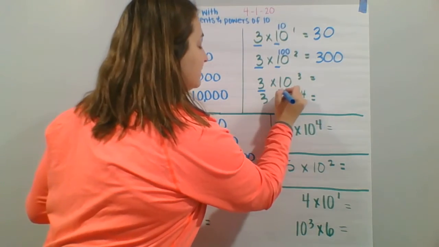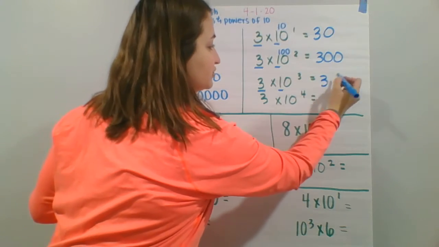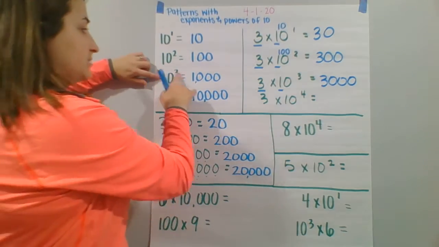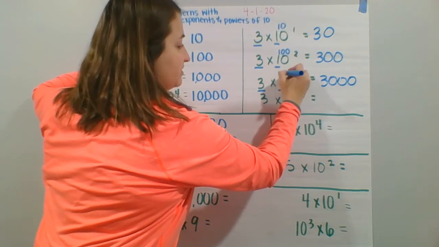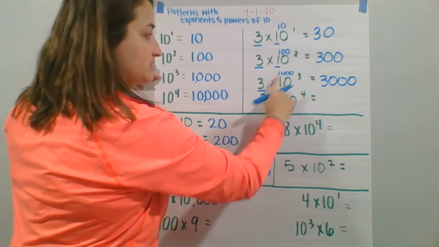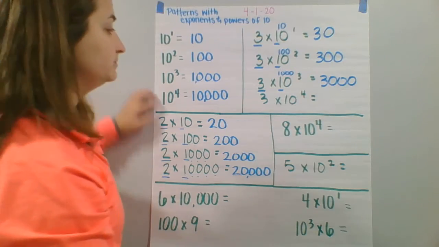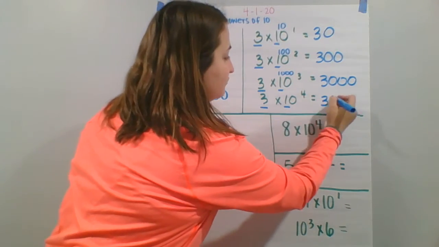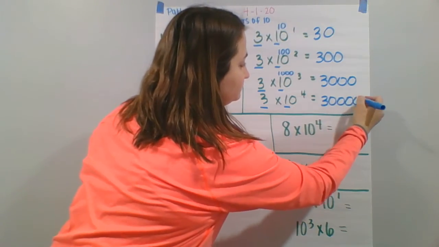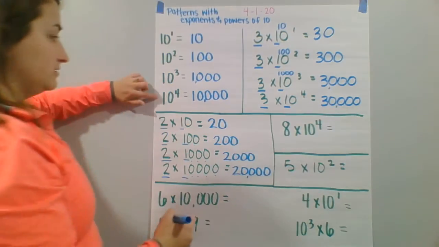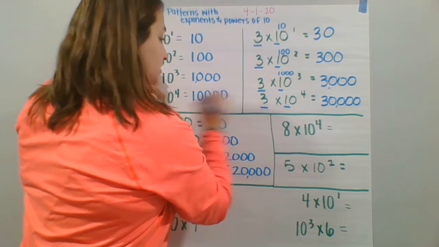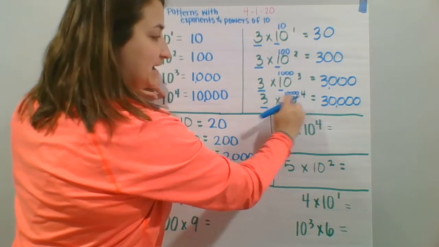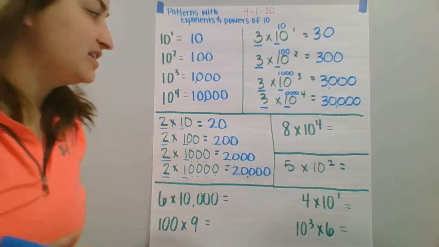Next one, 3 times 1 is 3, add your 3 zeros. And same thing, 10 to the power of 3 is equal to 1,000. So if you notice, 3 times 1,000 gives me 3,000. And then lastly, 3 times 1 is 3, add 4 zeros. And then 10 to the power of 4 is a 1 with 4 zeros. So 3 times 10,000 is going to be 30,000.